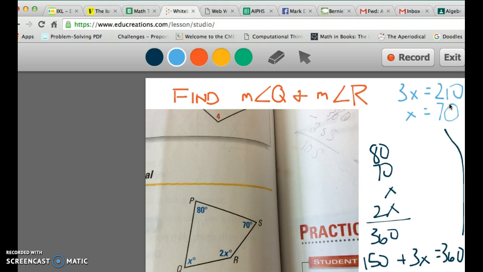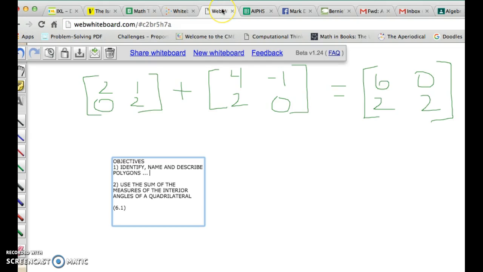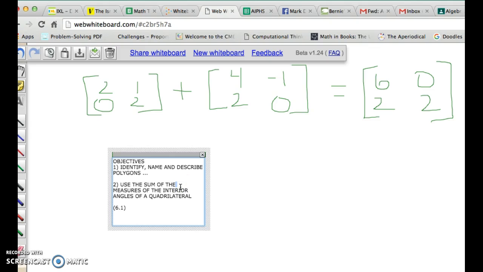And so what do we have? Do we have our answer yet? Not quite. Angle Q is x degrees, so angle Q is 70. Angle R is 2x degrees, so we have to say, okay, what's 2x? 2 times 70, okay, that's 140. So now I got it. 70 plus 140 plus 70 plus 80 equals 360. So I found x using the fact that a quadrilateral adds up to 360. So really what I accomplished was this right here. I used the sum of the measures of the interior angles of a quadrilateral and I used it to find a missing angle. So there you go.